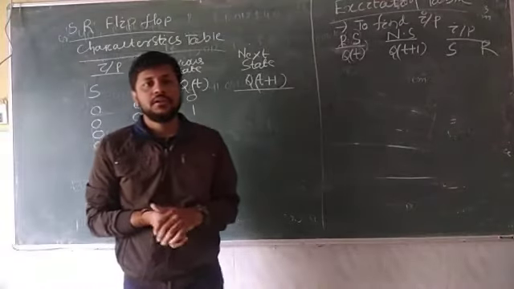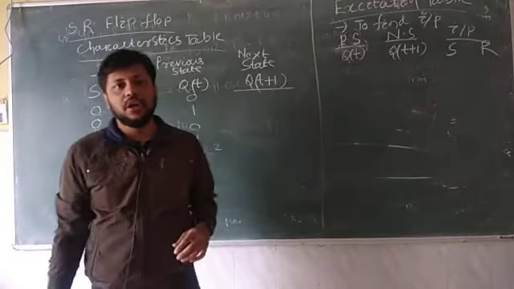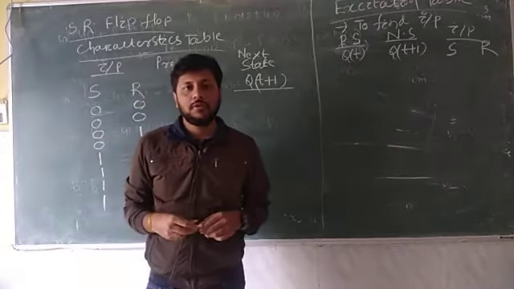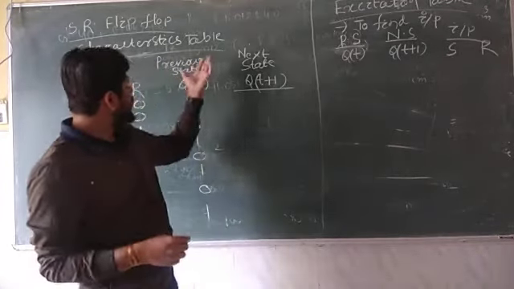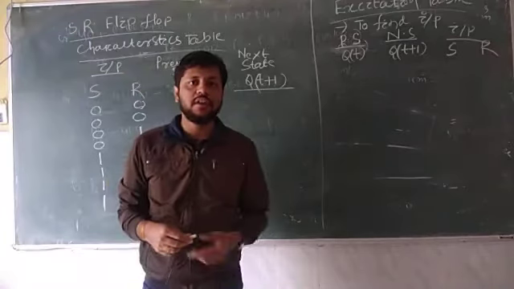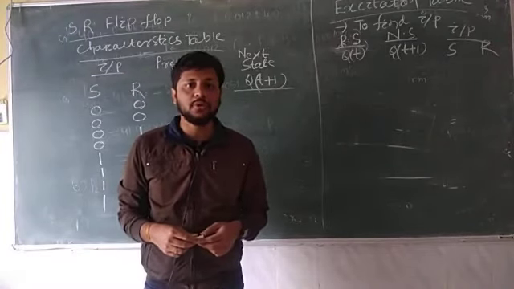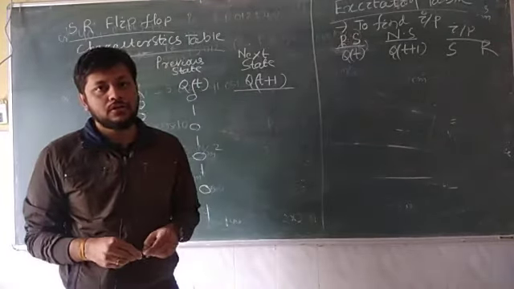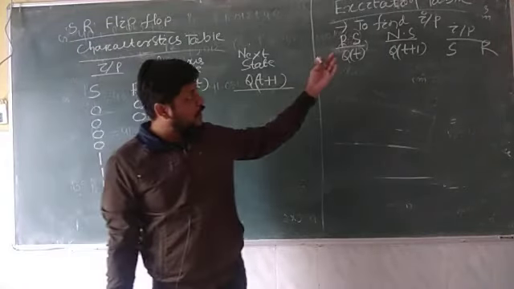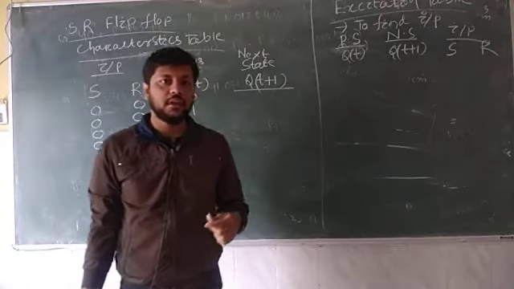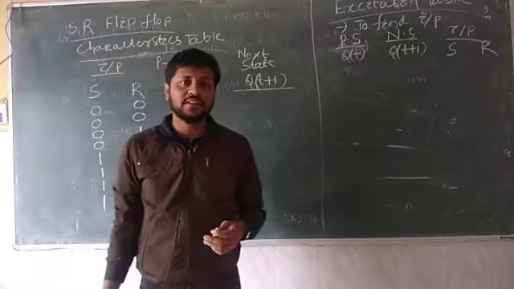Hello student. So in the last class we started the SR flip flop and we have already drawn this characteristic table and finally found the characteristic equation by using your K map. Now I would like to teach one more important table, that is known as your excitation table.